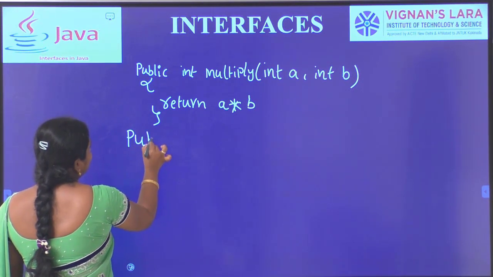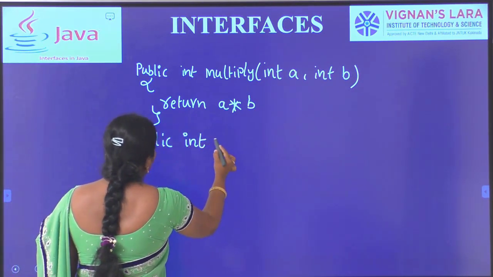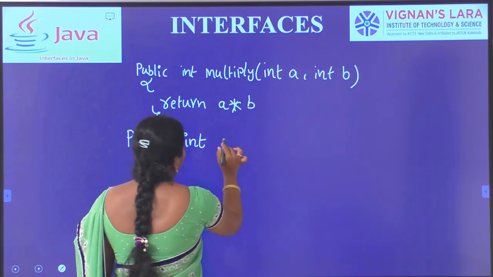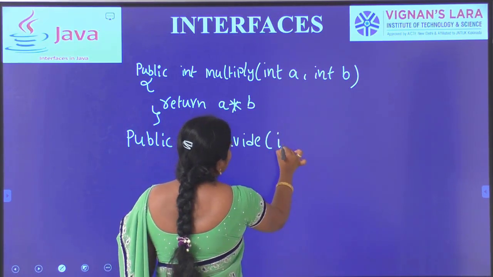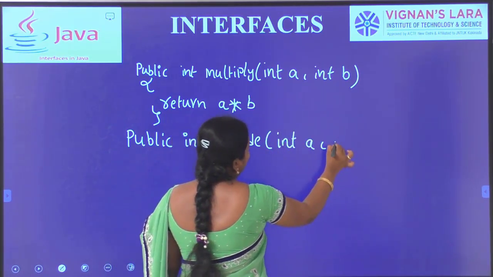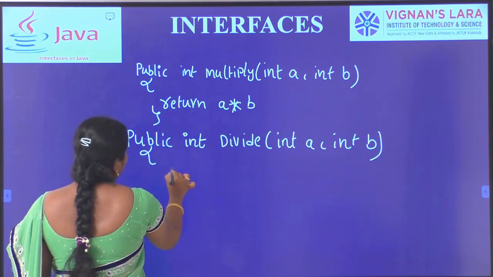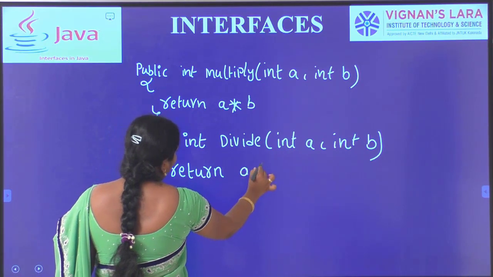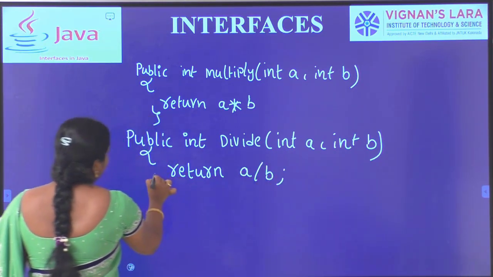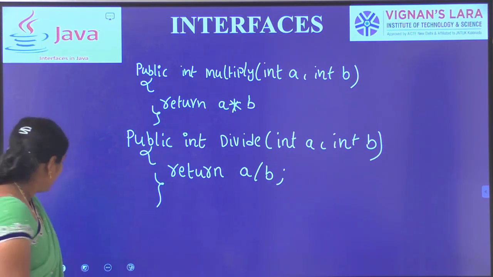Finally, the last method is divide. Every method defined within the interface should have the public access specifier. Public int divide. This method also has 2 arguments, int a, int b. What is the body of this method? Every method returns some data type. It returns a by b. Next we close the method body.